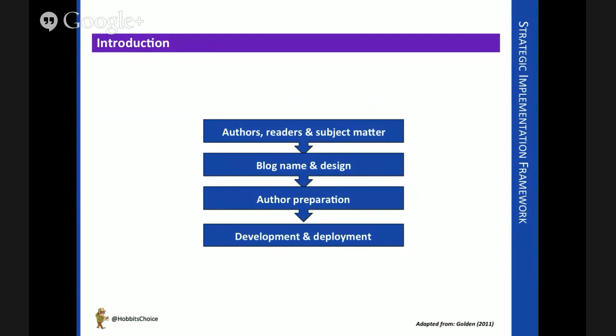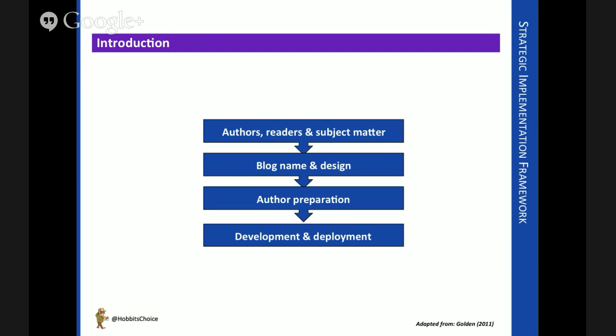In particular, I want to suggest that there are 4 key stages in this strategic development and deployment process. There's identification of authors, readers, and subject matter, settling on a blog name and design, preparing the authors, and the actual development of content and deployment of the blog itself. So let's just walk through these 4 steps. And as I do, think about ways in which this would be adaptable for other channels too.